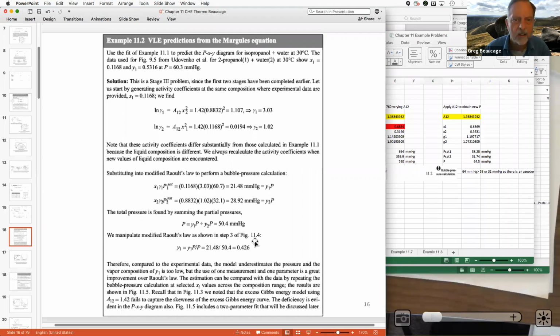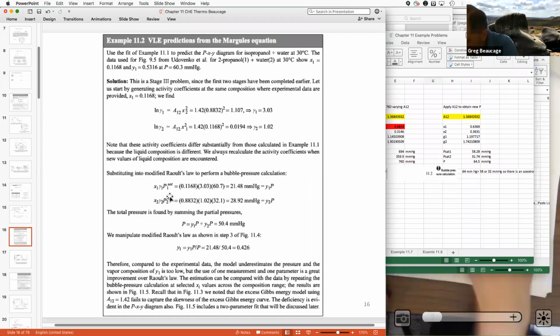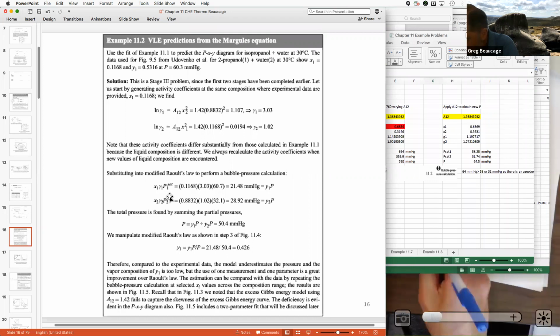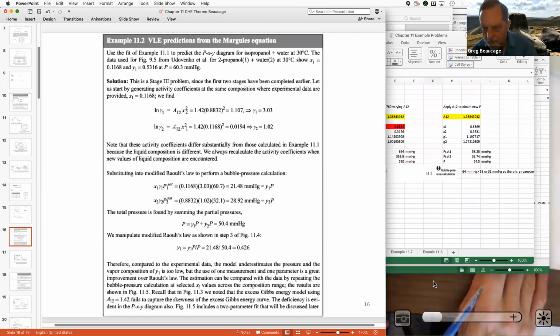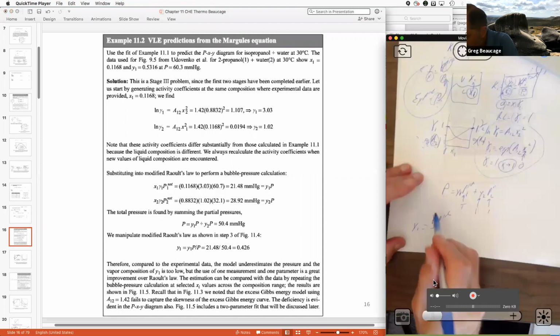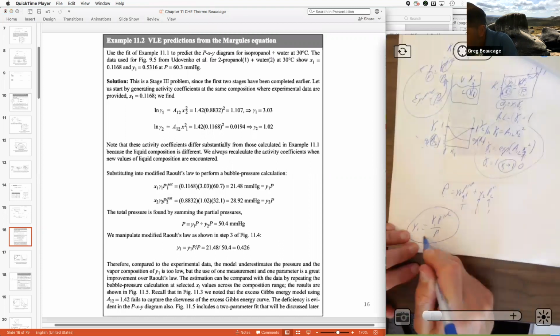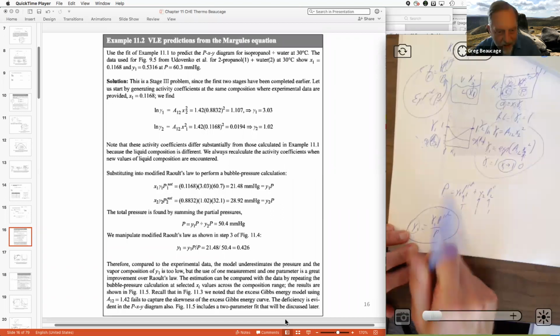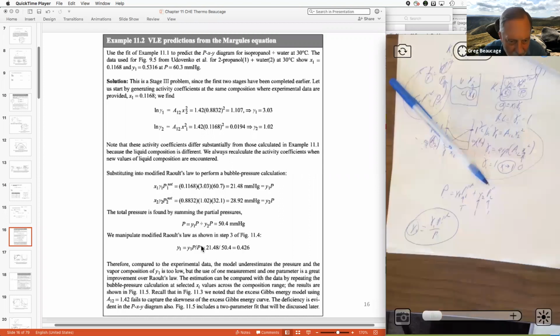What is this again? 462. Then once you have the pressure, you can calculate Y1 as gamma 1 times P sat over P. This is gamma 1. It should be gamma 1 times P sat over P that gives Y1. Oops, let's see. That's the expression it should be.